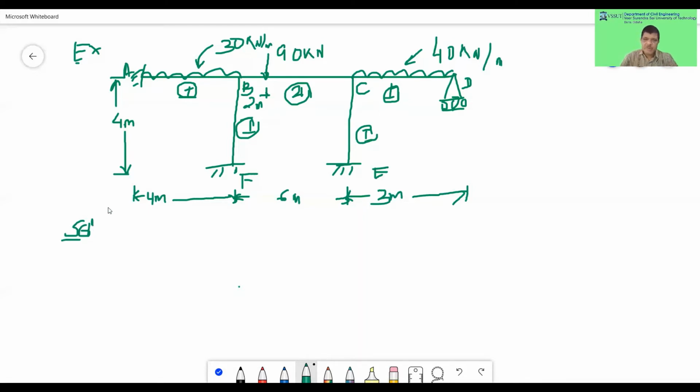Like all the problems, you have to find out the fixed end moments. As you know, AB, BA, the UDL, so they will be equal and opposite. CD also equal and opposite, and there will be no fixed end moments in BF, FB, CE, EC, all will be zero because there is no loading on these members, the BF column. There will be zero fixed end moments. Let us calculate the fixed end moments first.